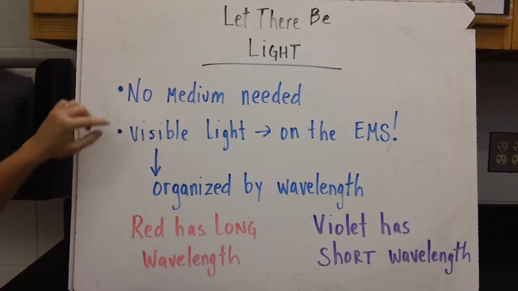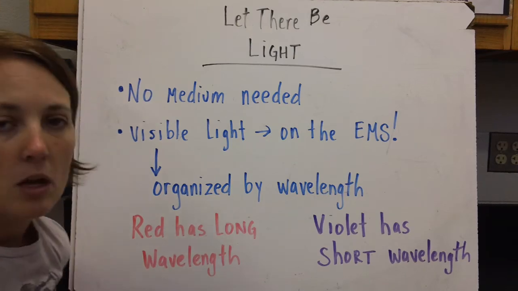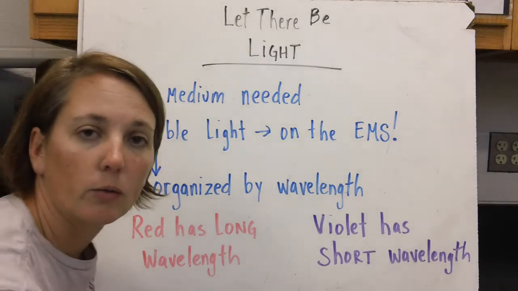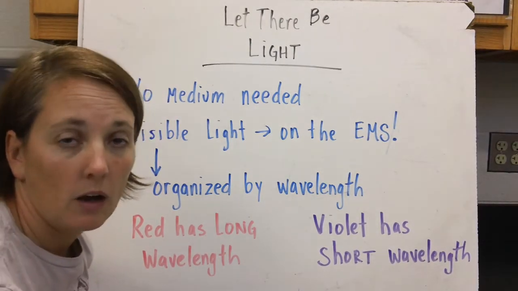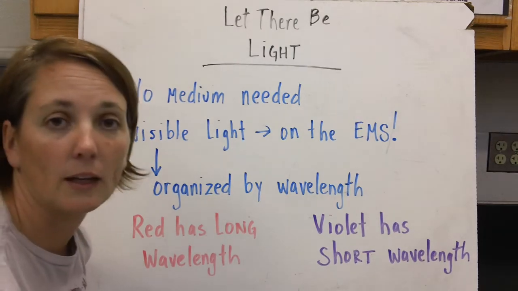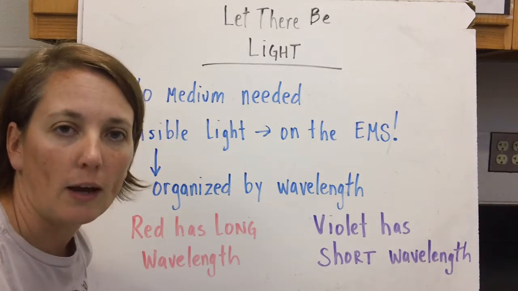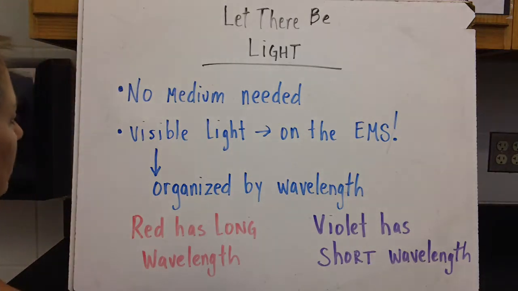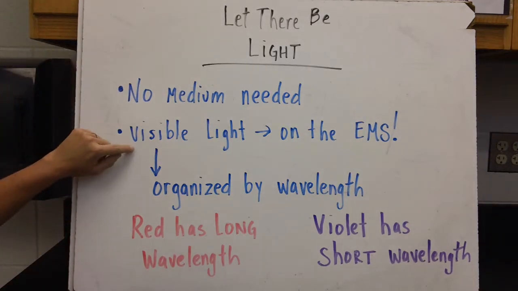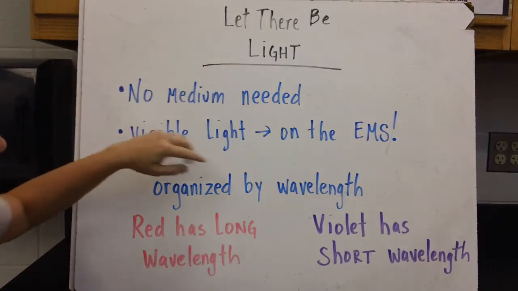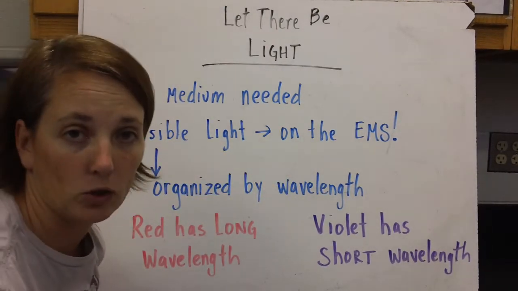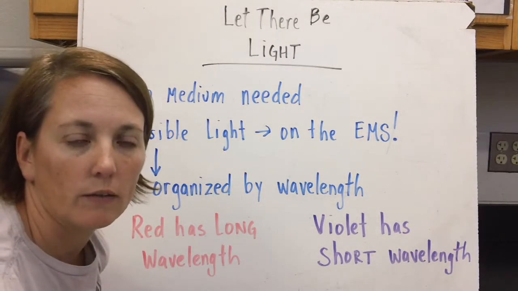To recap, light waves do not need a medium, which means they can travel through a solid, a liquid, a gas, and even empty space. How do we know this to be true? We get light waves from the sun, which allow us to see during the day. Visible light is what we're talking about when we talk about light, and it is on the electromagnetic spectrum. It's one little chunk of that spectrum.